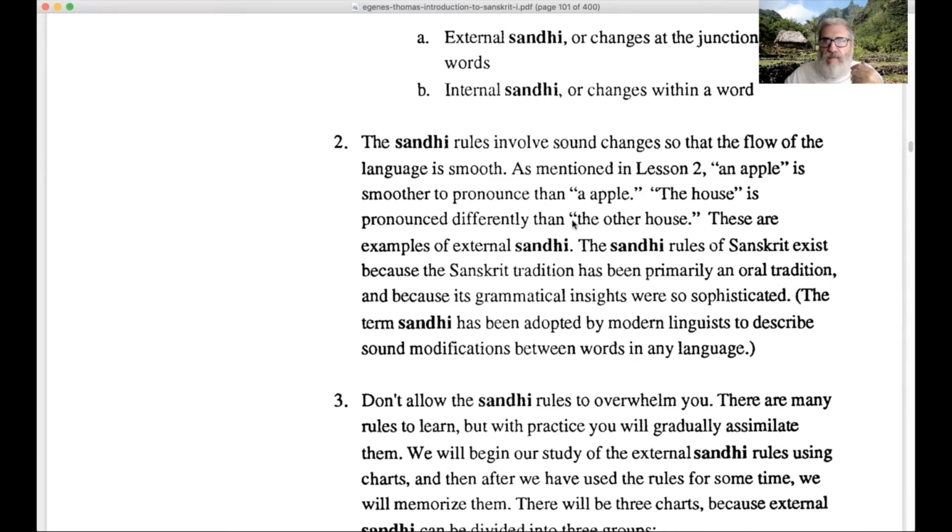Another example is the house. If we say the house in English, a native English speaker will say the house, pronounced differently from the other house. We don't say the other house. I don't know how they pronounce it in different parts of the English-speaking world, but he's making this example. The first example is much better: a apple or an apple, a elephant, an elephant. So the house is pronounced differently than the other house. These are examples of external Sandhi.